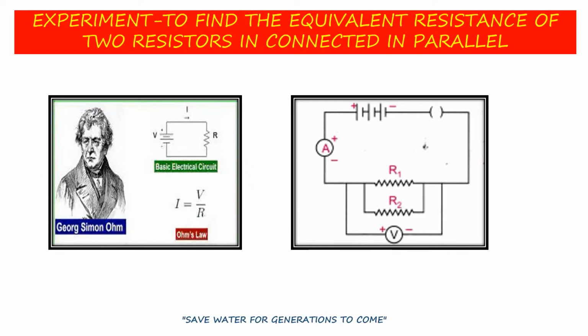तो आज हम जो करने जा रहे हैं, that is the third experiment, which is very important for the term 2 exam: to find the equivalent resistance of two resistors connected in parallel. And I'm sure that you will enjoy this experiment, you will learn, and you will be able to do this experiment in your lab also. Now let's start the session.